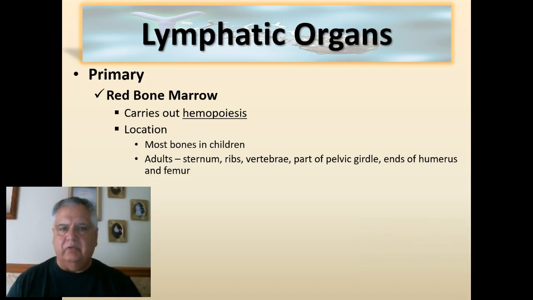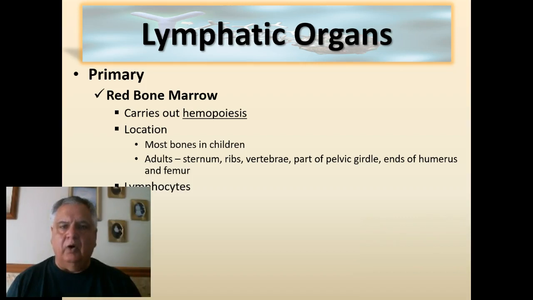But in adults, we still have red bone marrow located in the sternum, the ribs, basically the flat bones of the body, the vertebrae, part of the pelvic girdle, and the ends of the humerus and femur. These are all places where we can find spongy bone tissue, and in the pores of that spongy bone tissue is where we find red bone marrow.